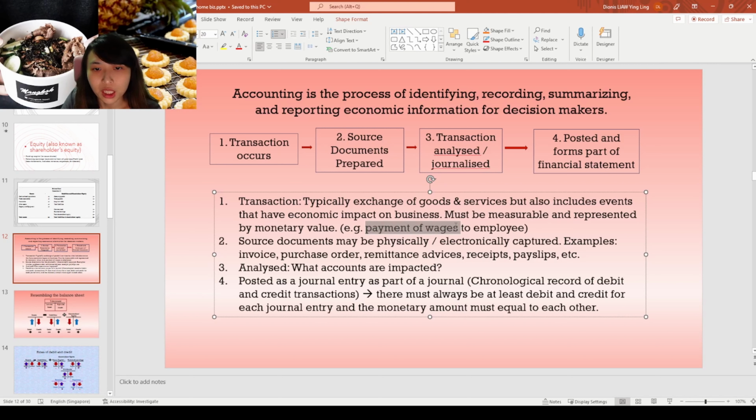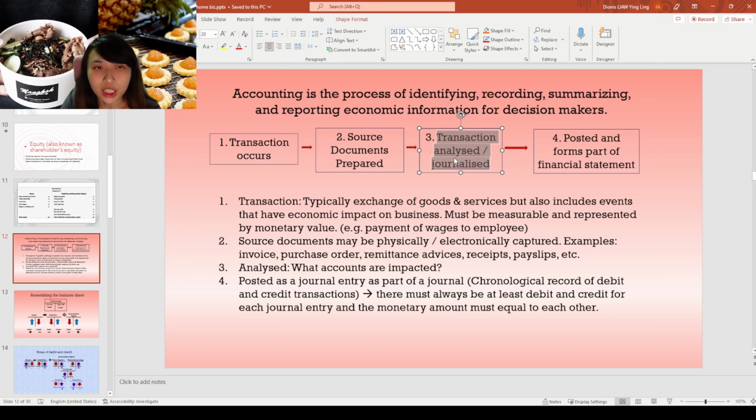For example, you pay someone for some services. Let's say you're an outsourcing company, you pay someone to do the work for you, and after that you collect revenue from the client, so you earn the spread. That's your income statement. Okay, source documents prepared. Source documents can be physically or electronically captured. Some examples are invoices, purchase orders, remittance advice, receipts, and payslips.